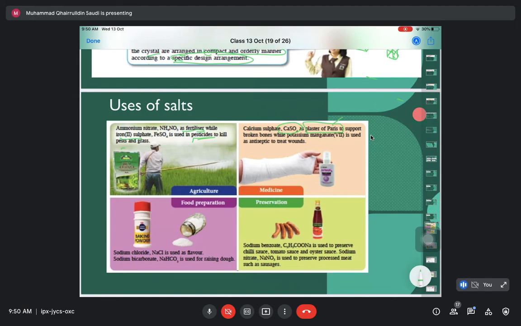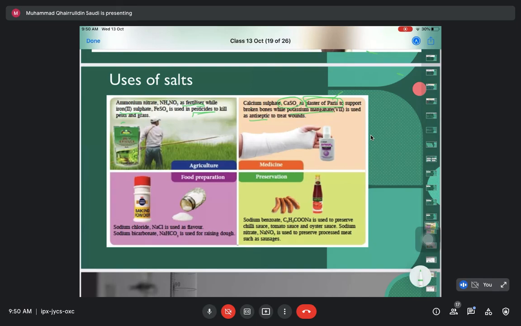Alright, so that cement is actually a type of salt called calcium sulfate, also commonly known as plaster of Paris. Potassium manganate we use as an antiseptic. In food preparation, sodium chloride, this is the salt at home. This is salt in the language of ordinary people. Okay, sodium chloride is the salt at home, whereas salt in chemistry is broader, with more types and uses.